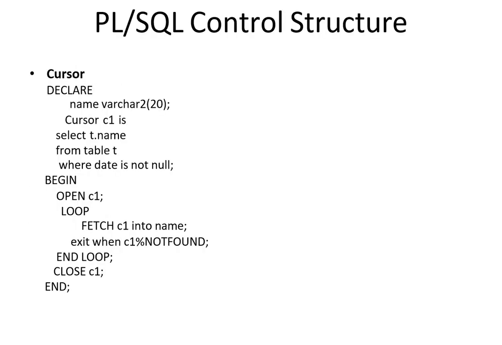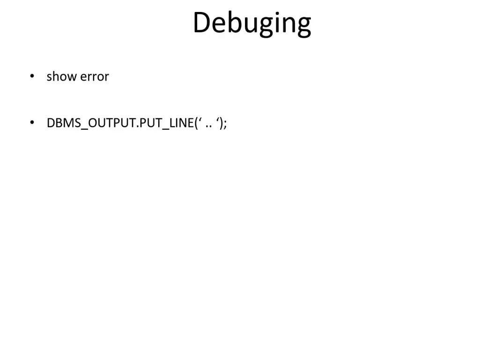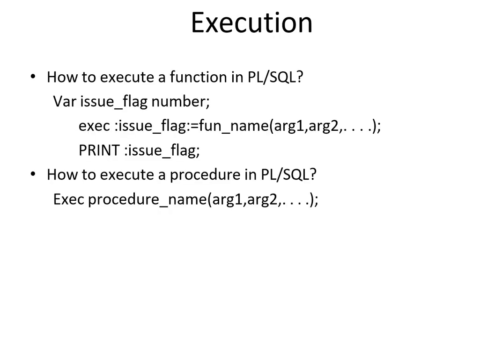And the cursor: in the declare section we have declared the name as varchar, and cursor C1 is a cursor operator where date is not null. In begin, open C1, use fetch C1 into the name, and exit from the loop. This is PL/SQL code for debugging, where we can use show errors and DBMS_OUTPUT.PUT_LINE.